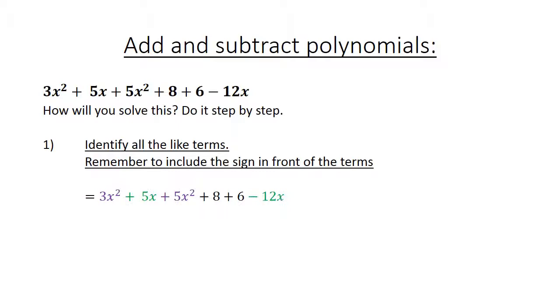3x to the power of 2 and 5x to the power of 2 are like terms. Plus 5x and minus 12x are like terms. And 8 and 6 are like terms. Now we add them. 8x to the power of 2 minus 7x plus 14.